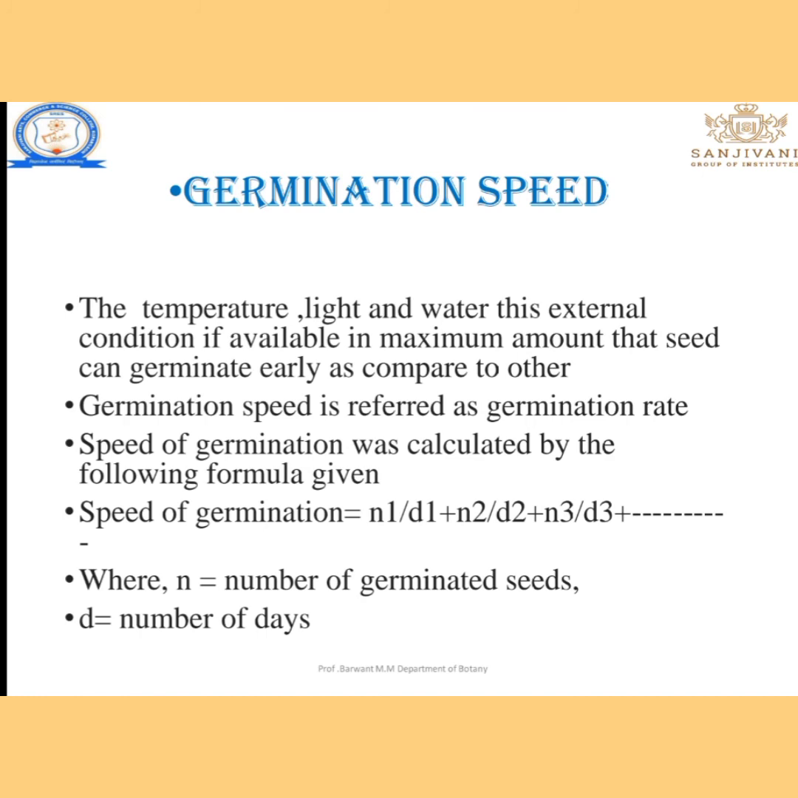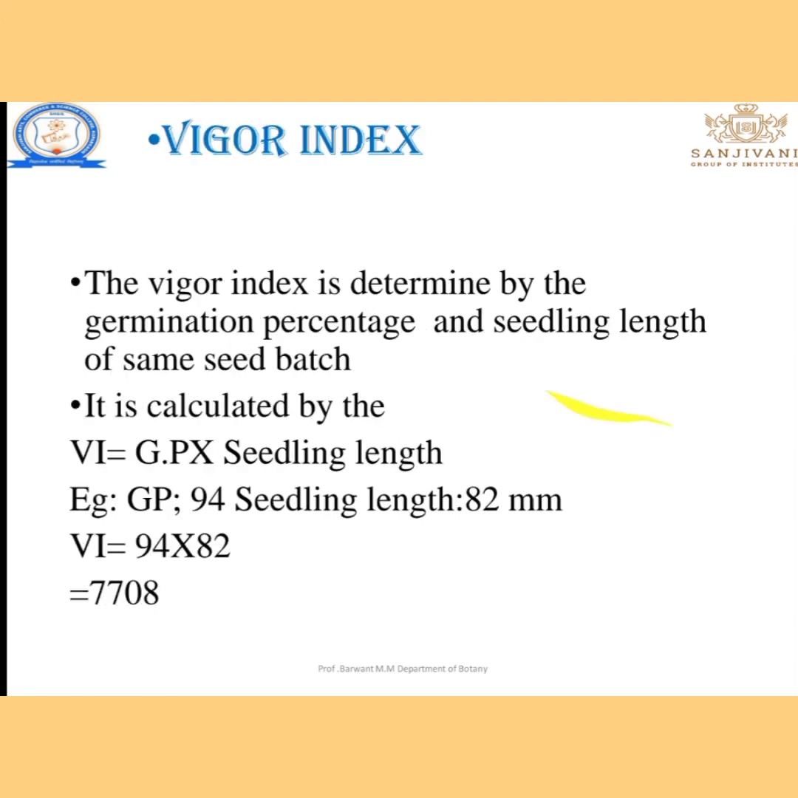Let's see germination speed. Temperature, light and water are the external conditions. If available, the maximum number of seeds can be germinated. The germination speed refers to the germination rate. The speed of germination is calculated by N1 divided by D1, plus N2 divided by D2, plus N3 divided by D3, where N is the number of germinated seeds and D is the number of days.